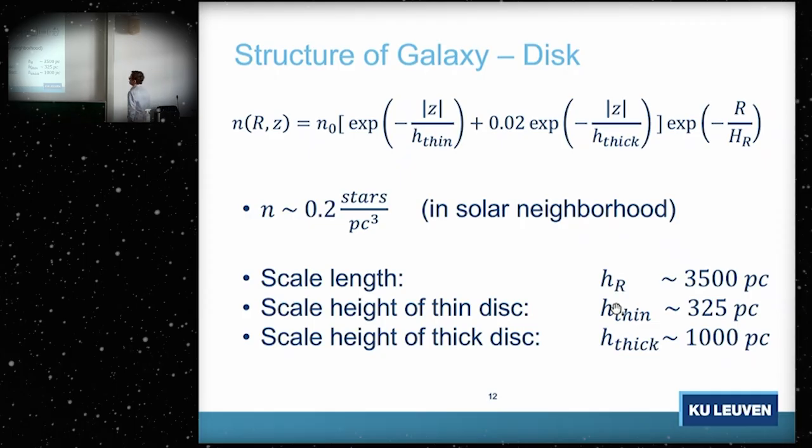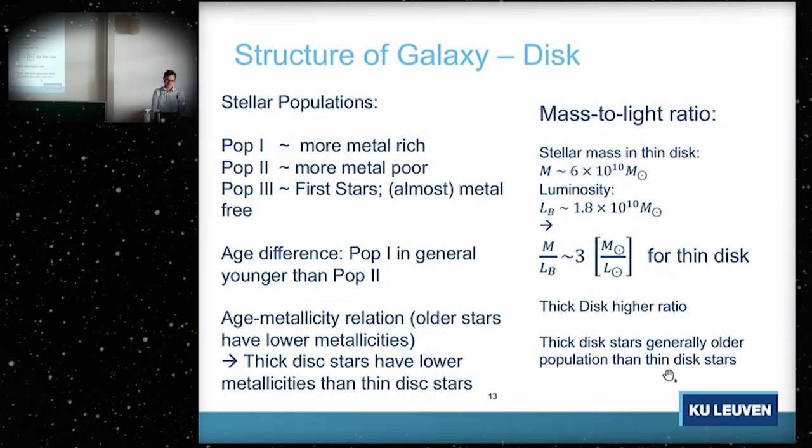So again, you can see that in this sort of terminology, the thin disk is very cold, and the thick disk is a little bit hotter. This is a hotter disk than this. So the thick disk stars have higher velocity dispersions.